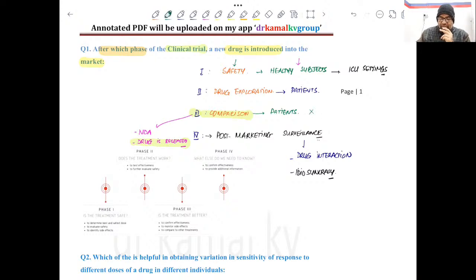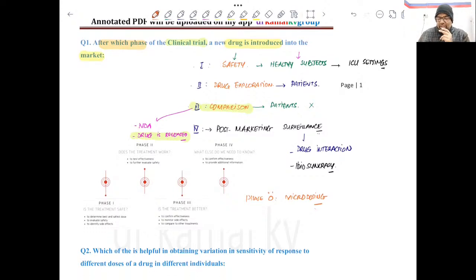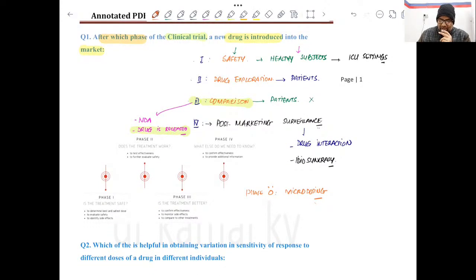So what has happened, like we have unnecessarily worked on phase 1, 2 and 3. So to avoid all this hard work, now there is a concept of phase 0, which is known as micro dosing. Clear? So this is just a concept so as to make sure whether to really work on that drug or not. So this tells us whether it is wise to undergo clinical trials for that drug or not. So this is phase 0 or micro dosing. So anyway, phase 3 is the answer to this particular question.